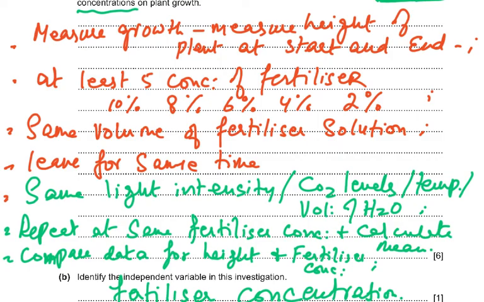Independent variable here was the fertilizer concentration. Dependent variable was the height that you were measuring. But what were you measuring? You were measuring growth, but that is not the dependent variable. How are you measuring growth? That is the dependent variable. You are measuring growth by measuring the height of the plant at the start and at the end.